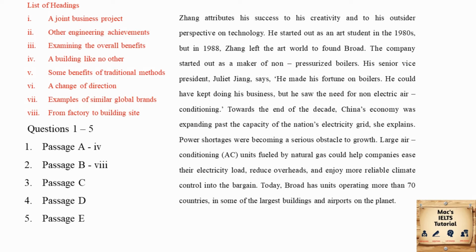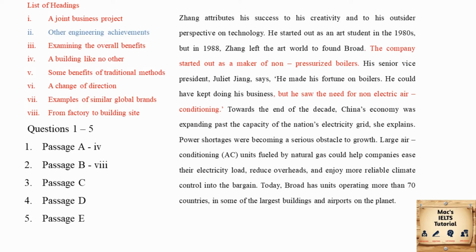Today, Broad has units operating in more than 70 countries, in some of the largest buildings and airports on the planet. Looking at the features like started out as a maker of non-pressurized boilers and he saw the need for non-electric air conditioning, it is quite obvious that the right heading for this passage is option 2, other engineering achievements.